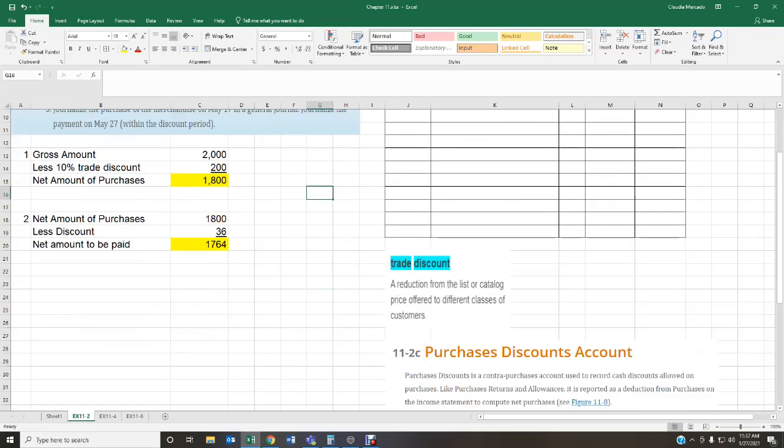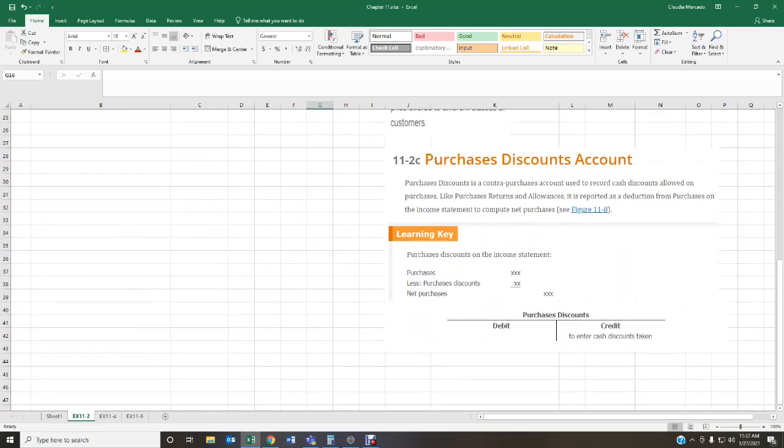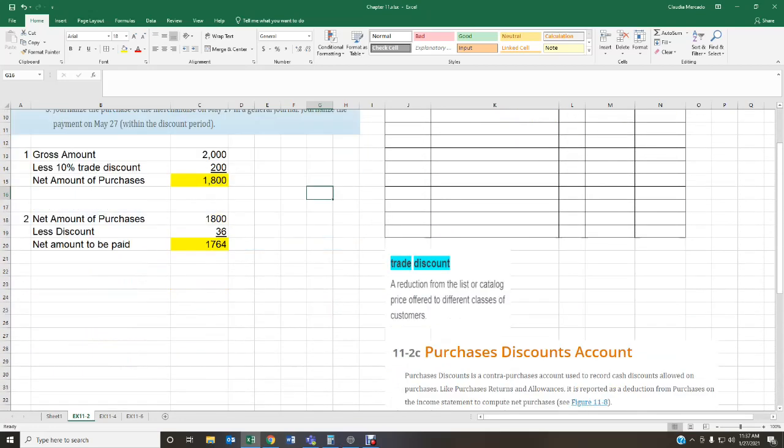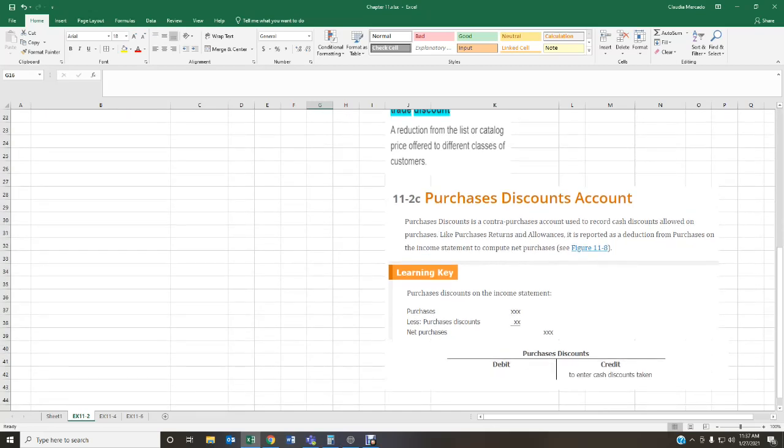Okay, now, purchase discount is covered in depth in your book. They provide a lot of information. Read over it. Okay, so it says here, purchase discounts is a contra purchase account. Okay, it is reported as a deduction from your purchases on the income statement. So they give you an example here. You're always going to have your purchases account, less purchase discounts, and then that will give you your net purchases.